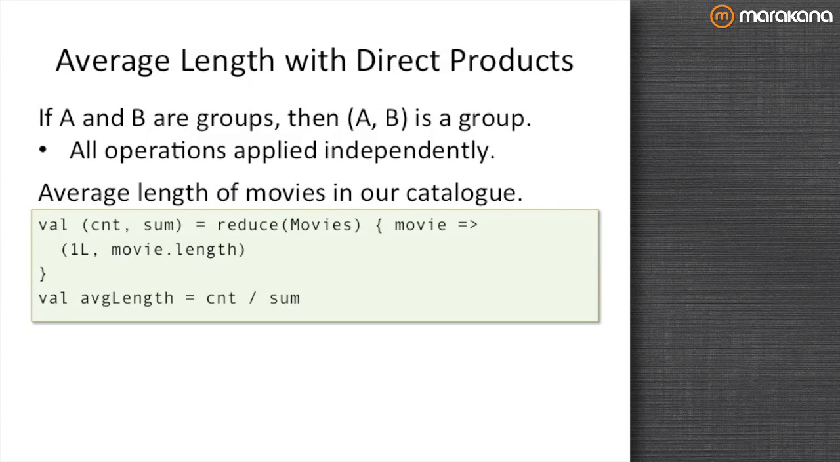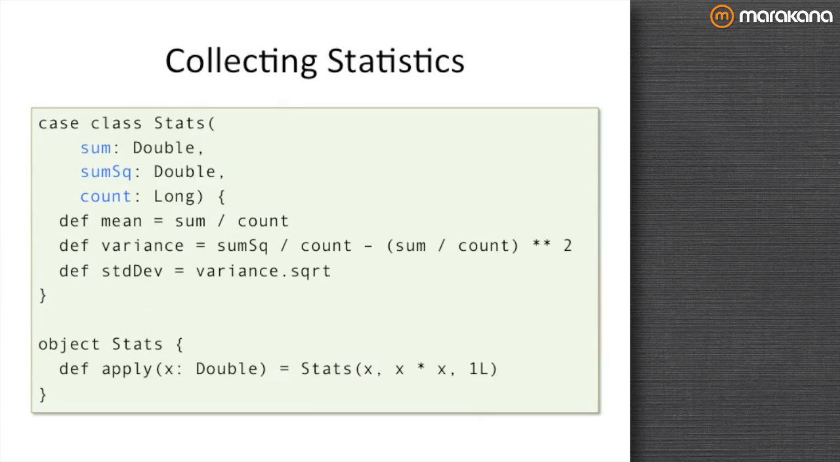Okay, so I'm just going to skip over this. Now I'm going to talk about creating your own groups as well. We'll talk about this idea of stats. Instead of wanting to get just the mean length, we also want the standard deviation, maybe the count, everything. So basically we have this nice way of collecting stats. If we have the sum, the sum of the squares of the elements in the list, and the count, then we can compute the mean and the variance, which is nice.